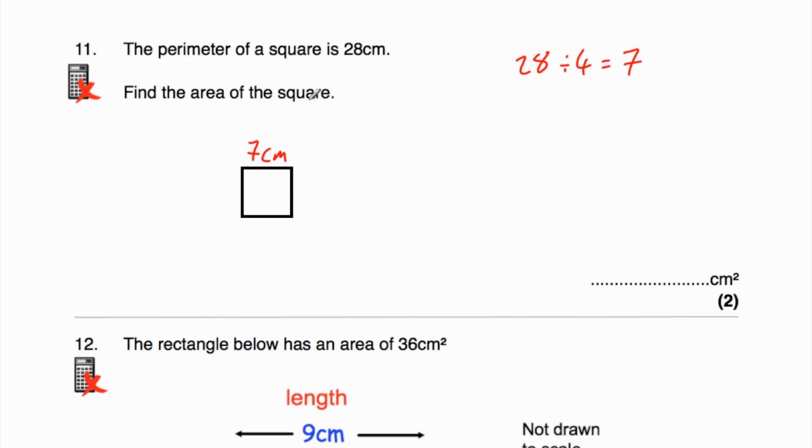So we've been asked to find the area of the square. Well, the width of the square is 7 centimeters, and the height of the square is 7 centimeters, because this is a 7 by 7 square. And if we do 7 multiplied by 7, we will find the area of the square.